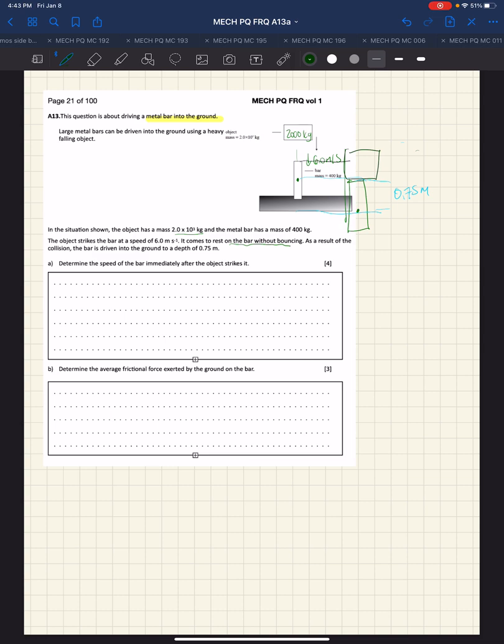And when it comes to a rest, we have this kinetic energy when the object hits the bar, and it comes to a stop at the bottom. And it's got momentum and a certain velocity. So we're told that's what happens. Determine the speed of the bar immediately after the object strikes it.